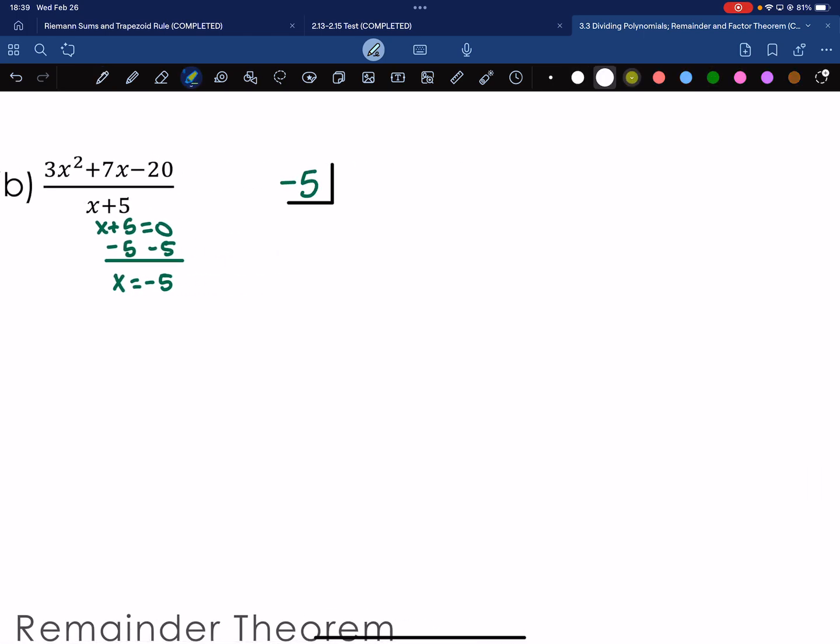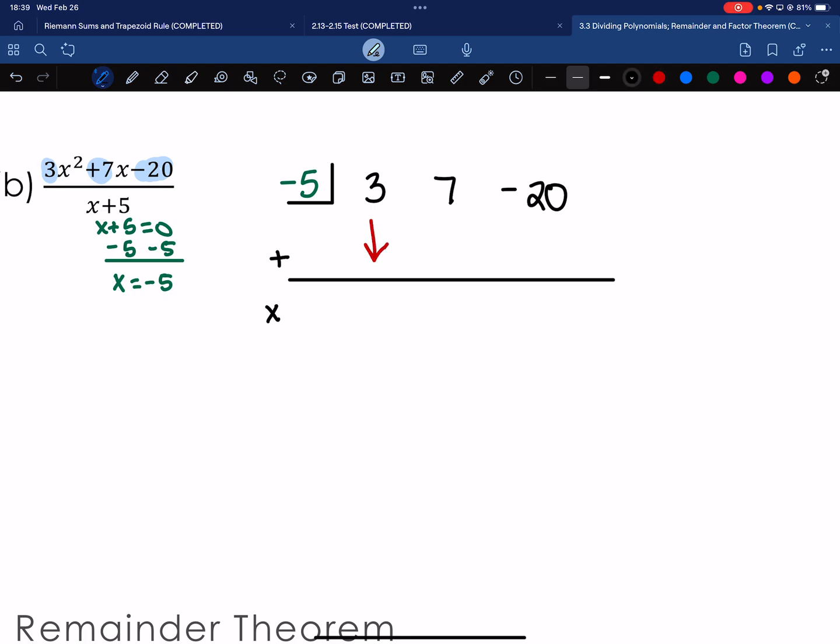We're going to list out our coefficients: 3, 7, and negative 20. Leave a little bit of space and draw a line. And then we repeat the same synthetic division. Down and diagonal, down and diagonal. Okay? Anything above, we add. Anything below, we multiply by -5.